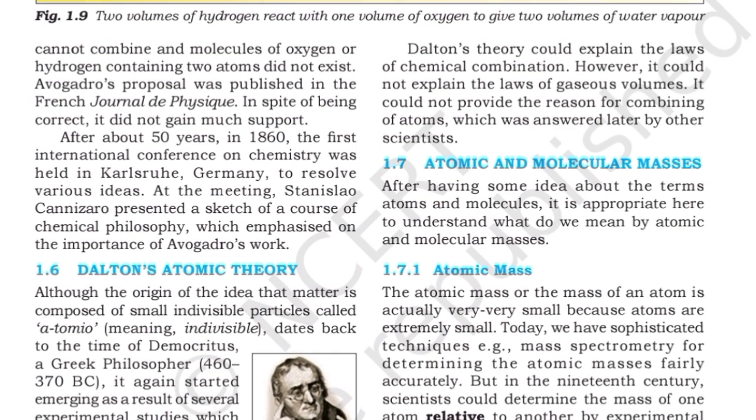After about 50 years, in 1860, the first international conference on chemistry was held in Karlsruhe, Germany, to resolve various ideas. At the meeting, Stanislao Cannizzaro presented a sketch of a course of chemical philosophy, which emphasized the importance of Avogadro's work.